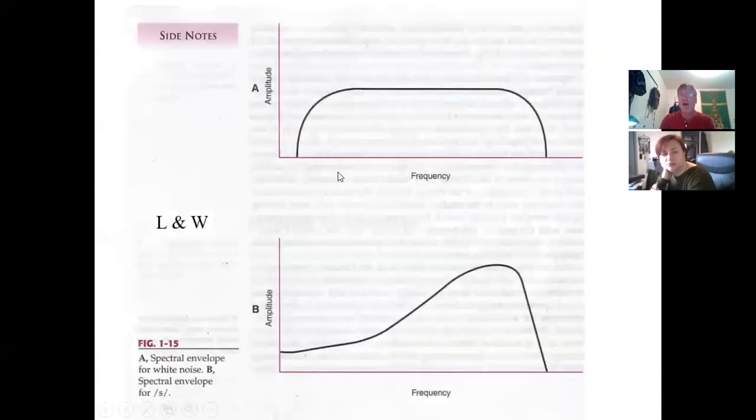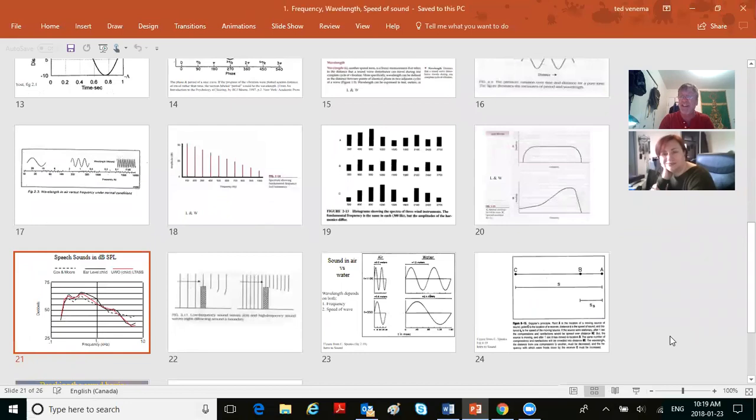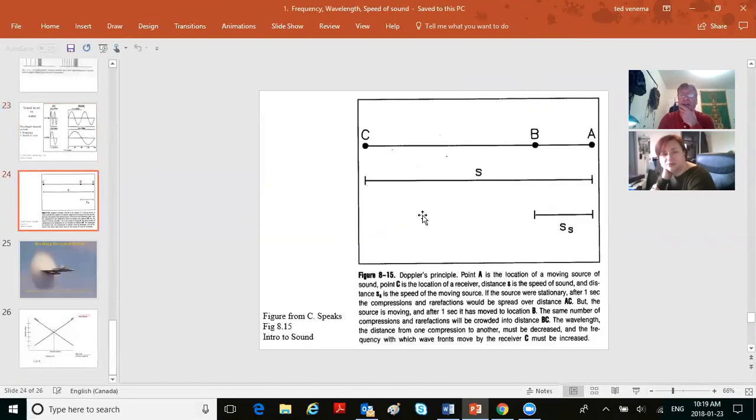This is showing you a broad band spectrum. It's got a whole bunch of frequencies in it. This one's showing you not much energy in the low frequencies, more energy in the high frequencies. So there's all kinds of things I can tell you, okay? This one here, don't worry about this slide, is talking about wavelength in air versus water. It doesn't matter. This one here is talking about the Doppler effect. We'll talk about this next week.